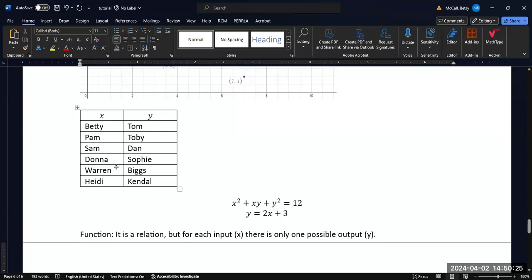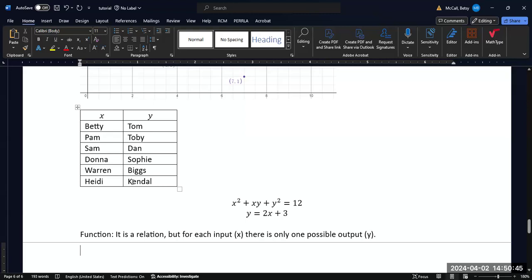So we can look at our table here, for instance, and we can see that this does constitute a function. All of our x values in our list of x's are unique. They're not repeated. And each of them is corresponding to one y value. So Betty relates to Tom, Pam relates to Toby, and so forth.